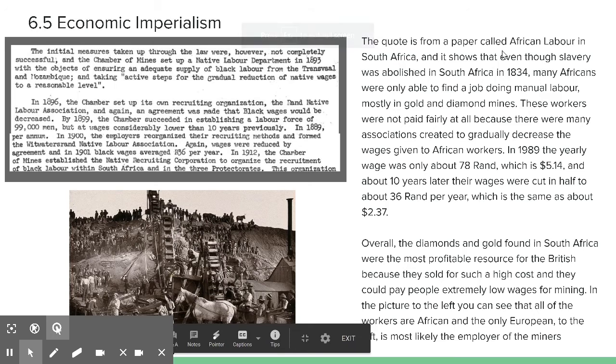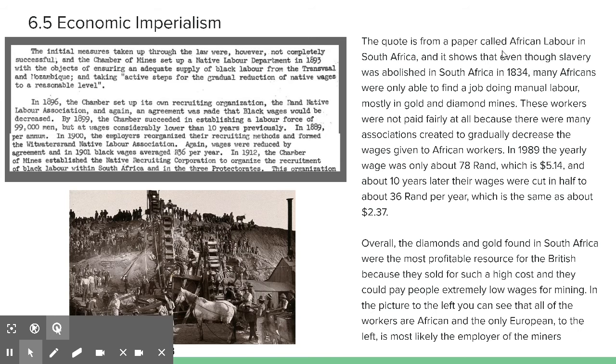This is 6.5 Economic Imperialism. The quote's from a paper called African Labor in South Africa, and it shows that even though slavery was abolished in South Africa in 1834, many Africans were only able to find a job doing manual labor, mostly in gold and diamond mines. These workers were not paid fairly at all because there were many associations created to gradually decrease the wages given to African workers.